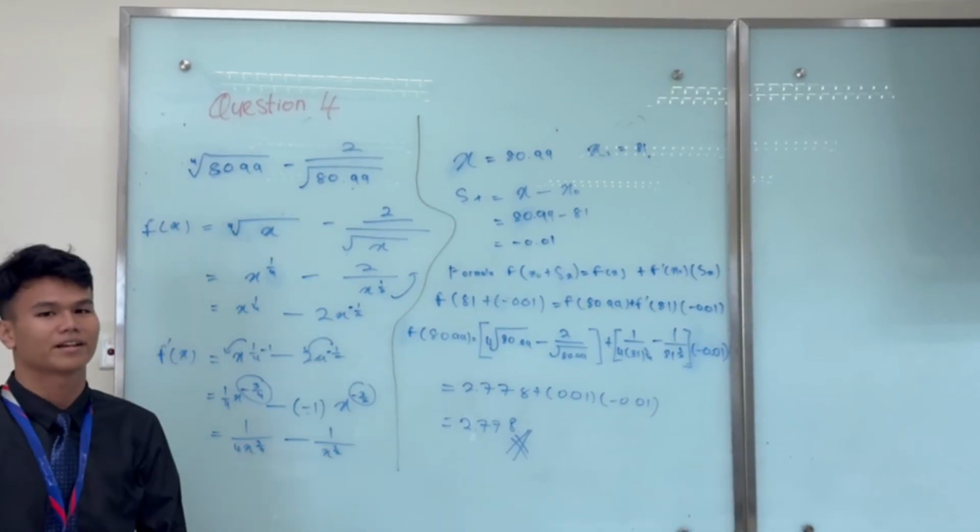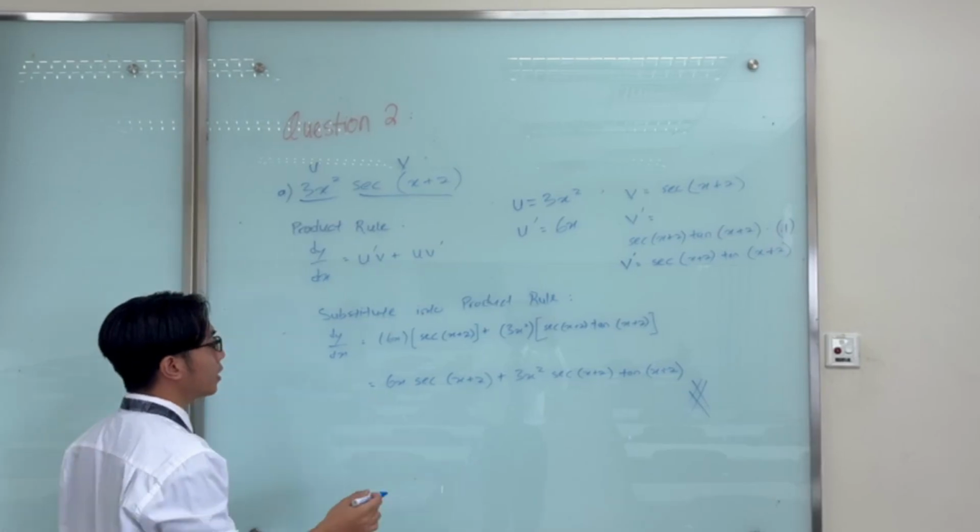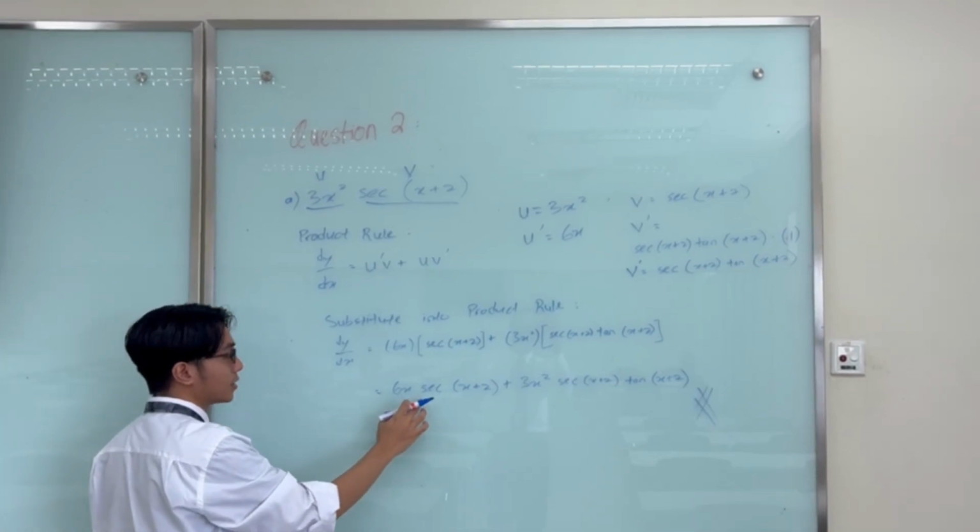Question 4. And we get the final answer is 6x squared.